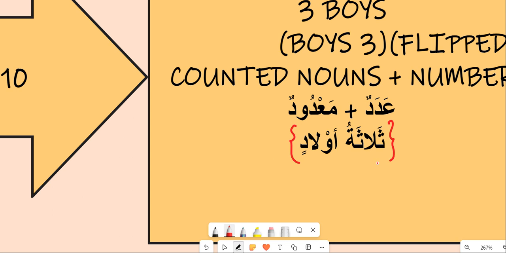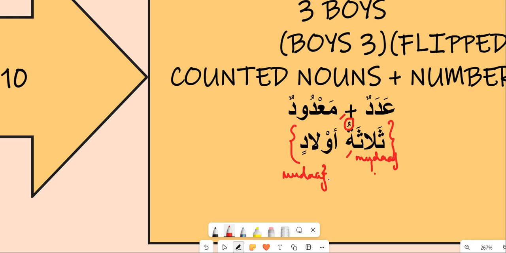If you right now don't know the mudaf ilahi rules or the idafa rules, I'll quickly revise the rules. In an idafa, you will see two nouns, one and two. This is the second noun and this is the first noun, thalatha. The first noun is always with a single haraka, and this noun is called mudaf. It can change from dhamma to fatha to kasra. It can change all the harakas. And this noun is called mudaf. The second noun is called mudaf ilahi.